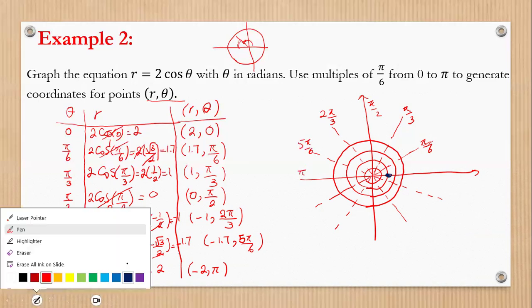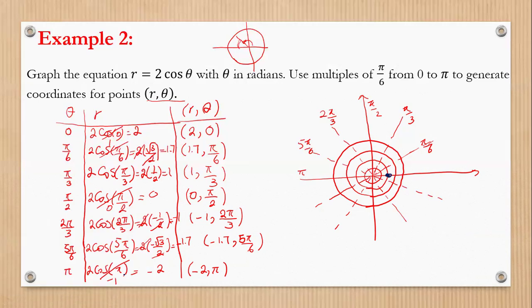Okay, next point is 1.7 and pi over 6. So on the pi over 6 line, 1.7 is somewhere over here. 1 and pi over 3. And 0 and pi over 2. Next point is 2 pi over 3 and negative 1. So on the line of 2 pi over 3, negative 1. If it was positive 1, we had this point. But since it's negative 1, we go in the opposite direction and we find this point.